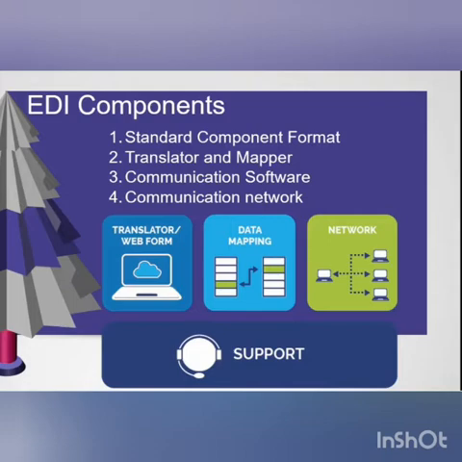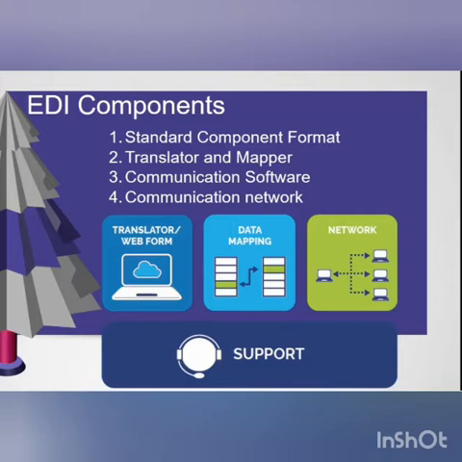And the second one is translator and mapper. Supposing one company uses EDIFACT and the other company uses ANSI, it must be translated accordingly because both of them have different types of directories. So, it must be translated and mapped according to the format that the company uses. So, you need separate software for that as well. And then the third one is communication software. It refers to the EDI software. And the last one is communication network. It refers to the internet. So, you need these four components for electronic data interchange.